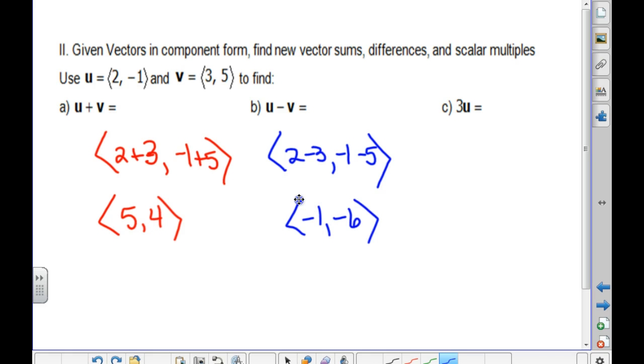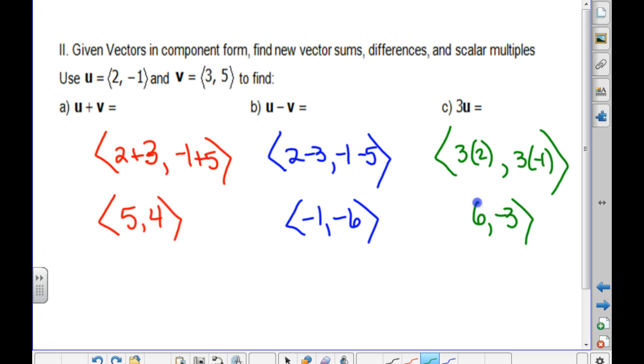All right, and this is the one that's called a scalar, so we're going to multiply both of the components of u by 3. So it's going to be 3 times 2, comma 3 times -1. So it'll just be 6, -3. If it was 3 UV, where there's multiplication going on, that's a whole other ball of wax, and we're going to do that tomorrow.